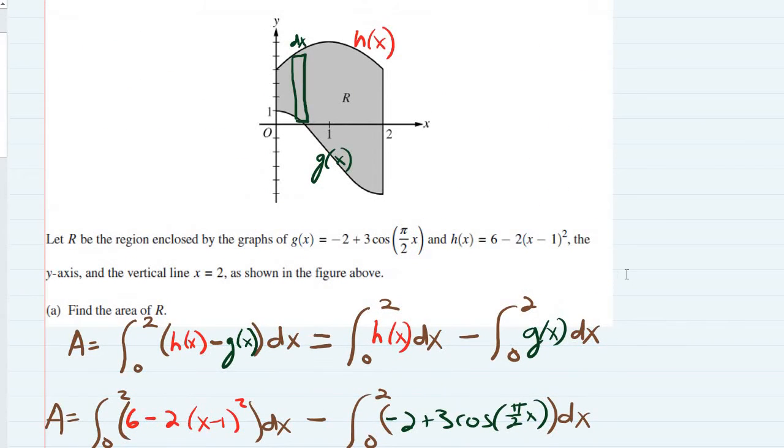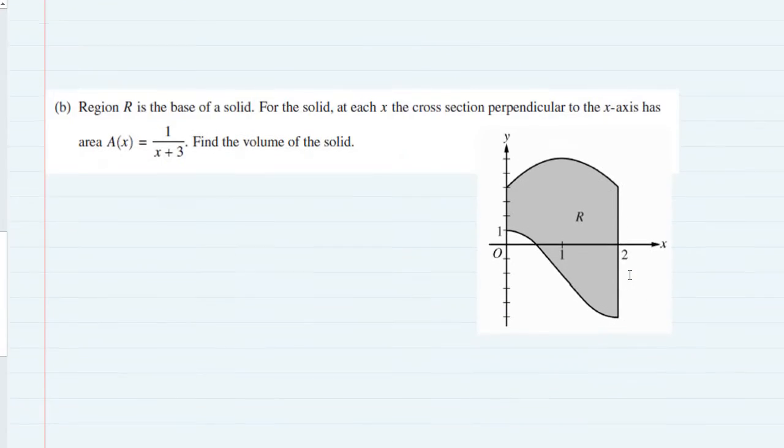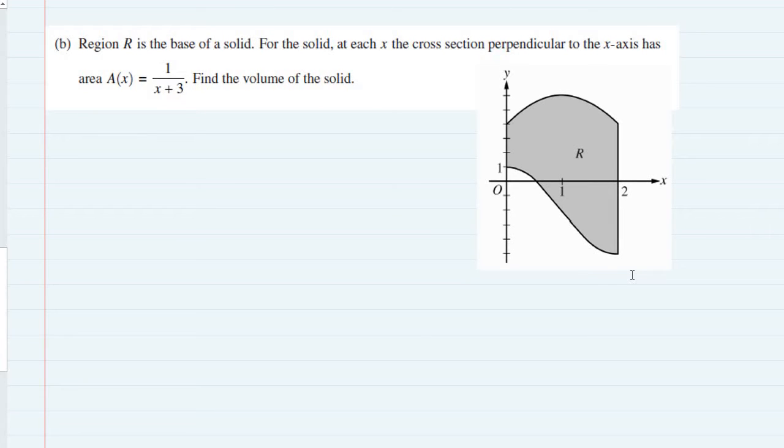of region R. Moving now to part B, it's asking us to find the volume of a solid that has a cross-section that's perpendicular to the x-axis. So that means then I'm going to have a three-dimensional figure that's coming out with its base being this line that's perpendicular to the x-axis coming up out of the paper towards us as a third dimension.